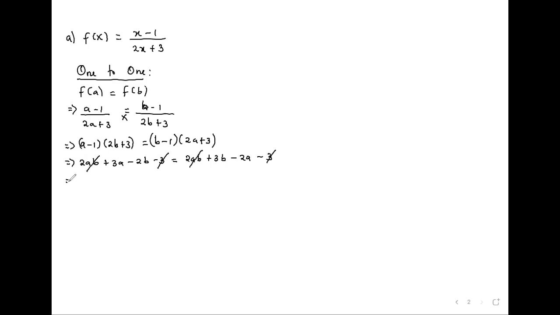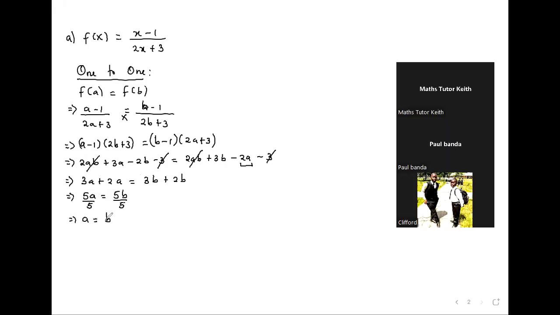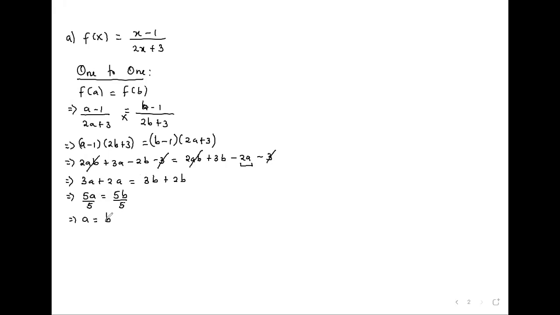Then now we choose which side to check, A or B. So we move the A's to the left and the B's to the right. So we'll move this negative 2A to the left. It will become positive 2A is equal to 3B plus 2B. So that we get 5A is equal to 5B. Divide by 5, divide by 5. Then we'll have A is equal to B. What does this tell us? This implies that f is one-to-one.